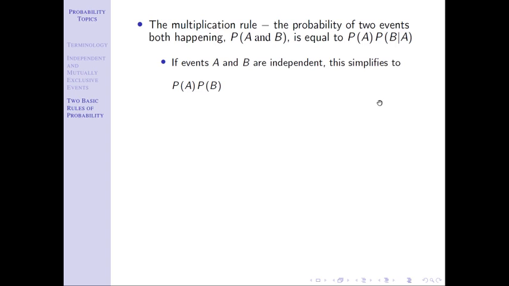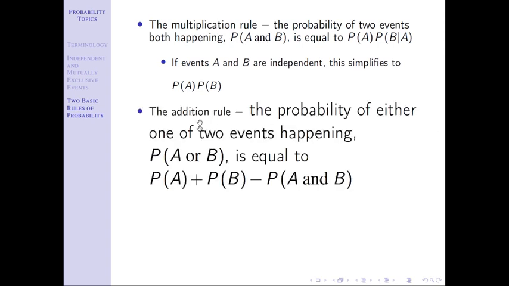The second one is one we will use. It's the addition rule. So the key here: multiplication, if you see and, we multiply; the addition rule, or, we add, right? The probability of either one of two events happening, A or B, is equal to the probability of A plus the probability of B minus the probability of A and B. And you might look at it and say, whoa, what just happened?